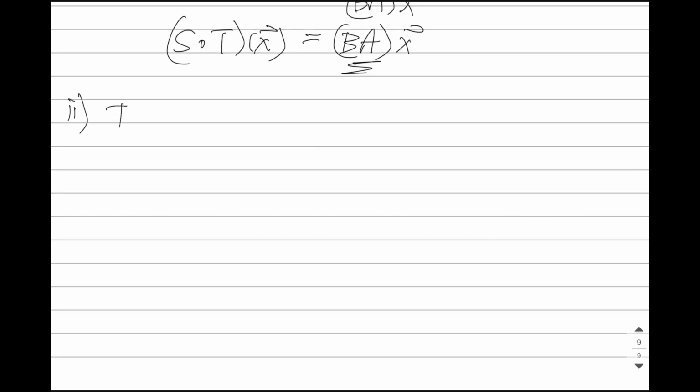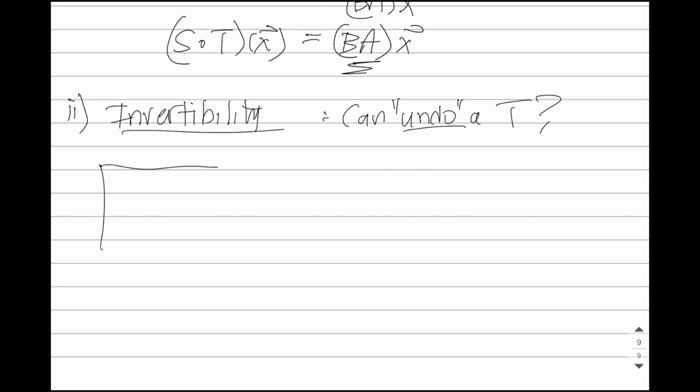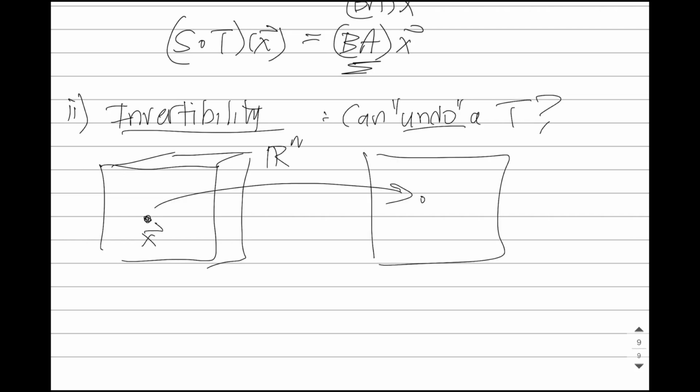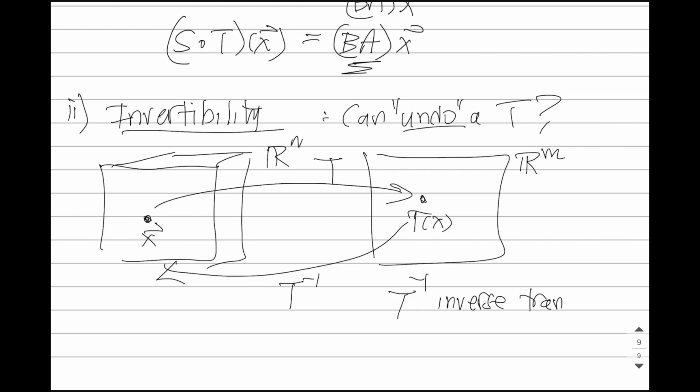Another big idea that we're going to talk about is inverting them. Can I undo a transformation? So if I start with some vector here and I turn it into some other vector, there's its image. Is it possible for me to go back? Can I undo it? We're going to use this notation T with the minus 1. We'll say T with the minus 1 is the inverse transformation.